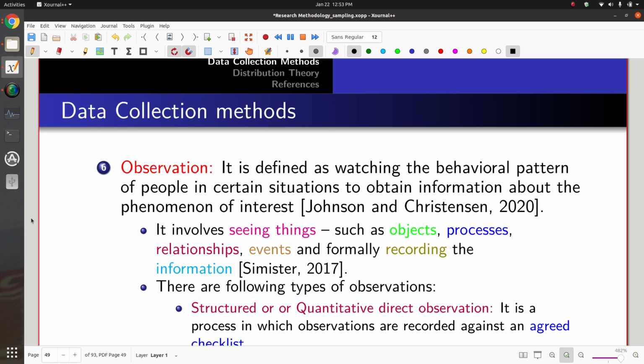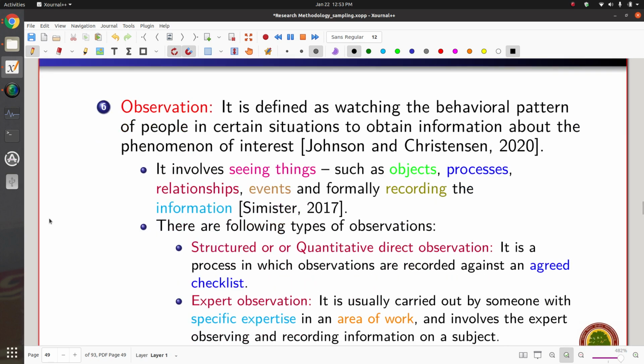Field we can call them field notes. आप field notes बना सकते हैं. Okay, so observation is very important research method. Now actually there are two kinds of observations that you can do. One is called structured or quantitative direct observation.